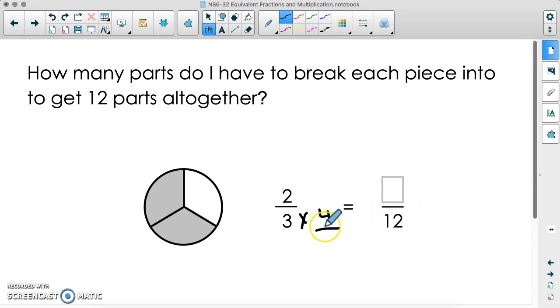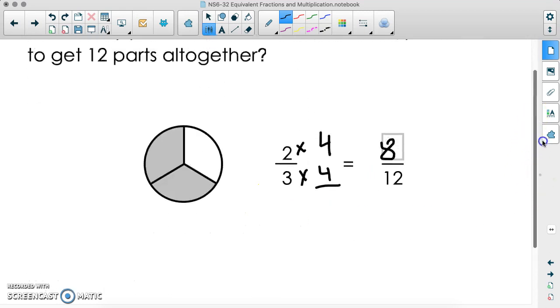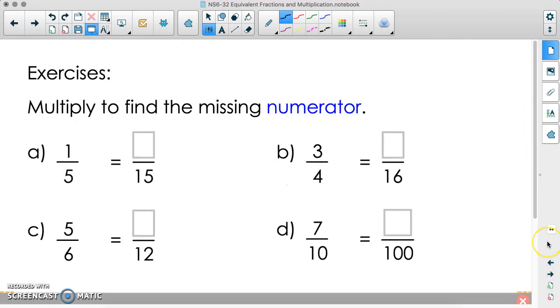And remember the rule, what you do to the denominator, you have to do to the numerator. So what is 2 times 4? Well, 2 times 4 is 8. So you know that 2/3 is equal to 8/12. Now, I want you to show me how to do this on your whiteboard. So we're going to multiply to find the missing numerator.